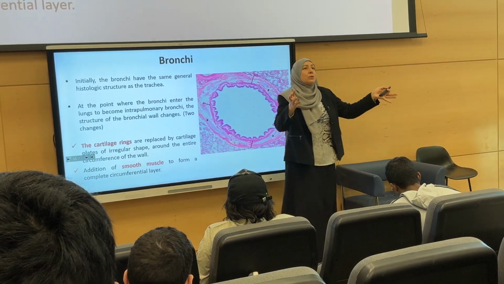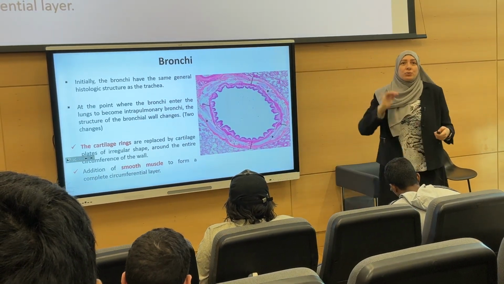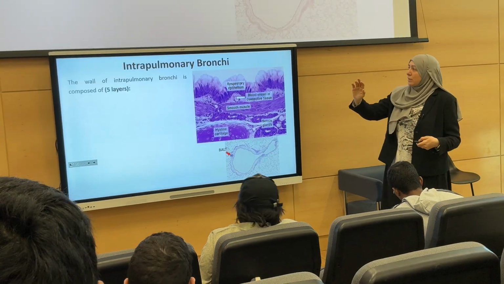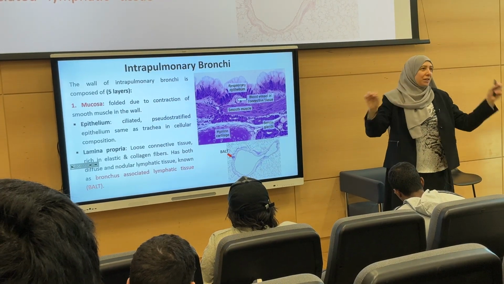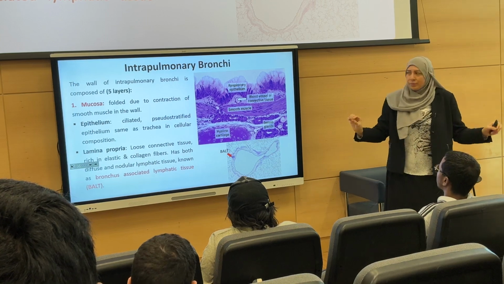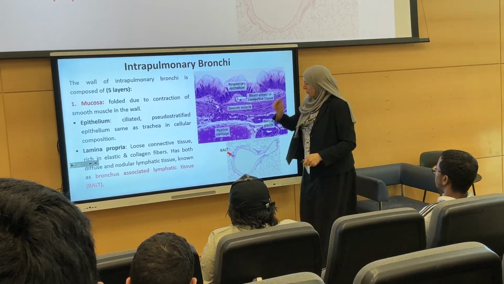And by the way, you already mentioned whatever I wanted to say about the layers. The first layer is mucosa: epithelium and lamina propria. I will not change anything. The same exactly as last time. Then, just to remember this.